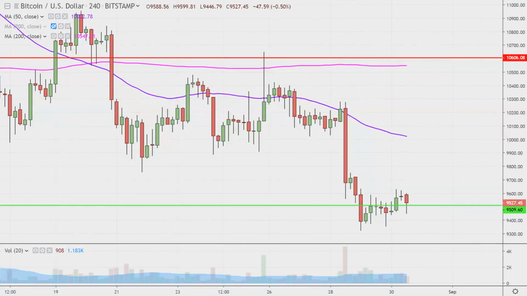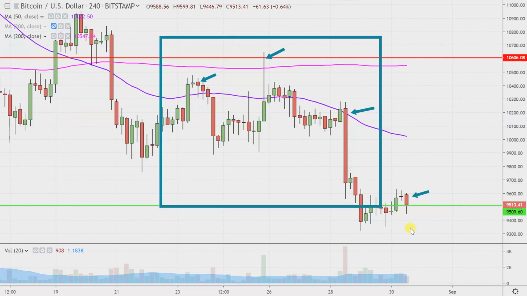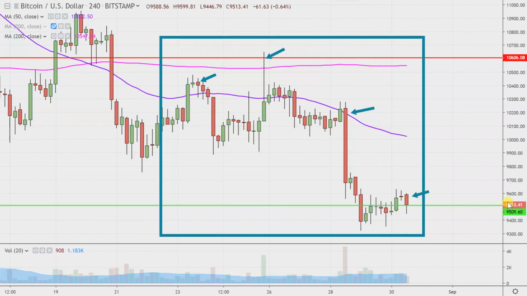Real quick, what do I mean by 4-hour in case maybe you're new to charts? Instead of each one of these candlesticks here representing 1 day's worth of price action, which is what you would normally see, each one represents 4 hours. So while this here may look like a couple of months worth of time, it's actually just the past couple of weeks broken down into 4-hour time slices.